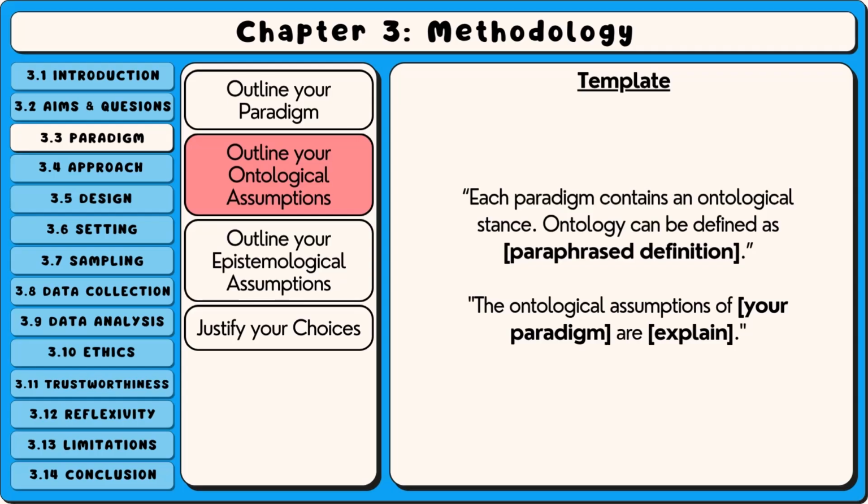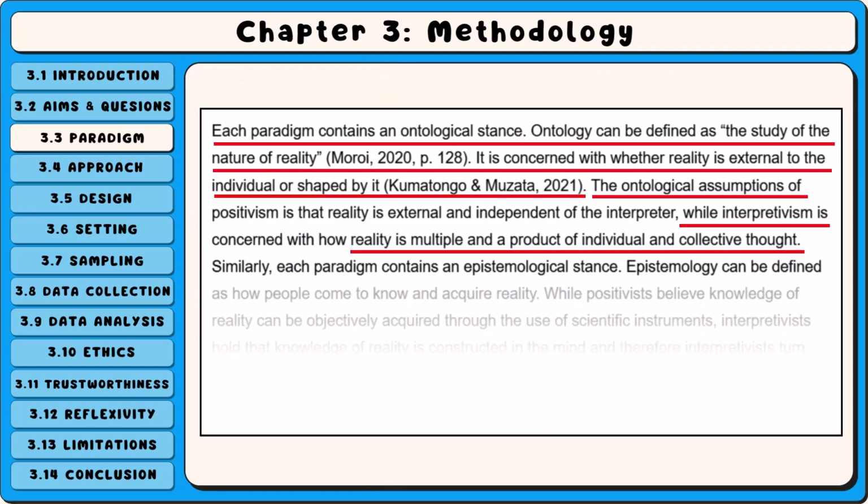Then carry on with the ontological assumptions of your paradigm are, and then explain your paradigm's ontology. Here's an example. Each paradigm contains an ontological stance. Ontology can be defined as the study of nature of reality. It is concerned with whether reality is external to the individual or shaped by it. The ontological assumption of interpretivism is that reality is multiple and a product of individual collective thoughts.